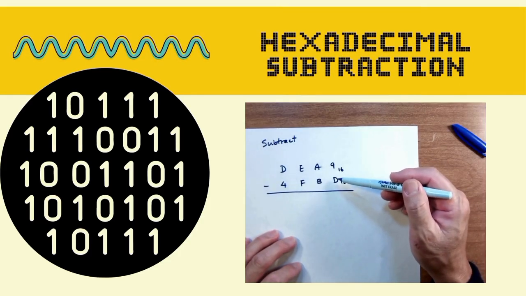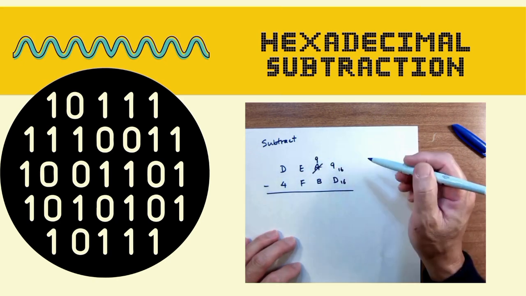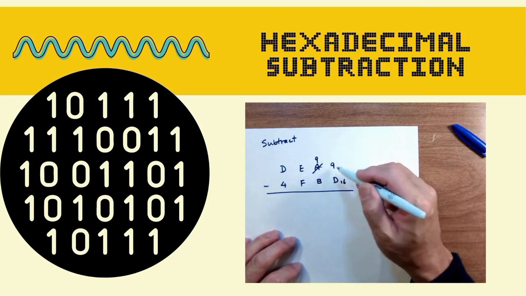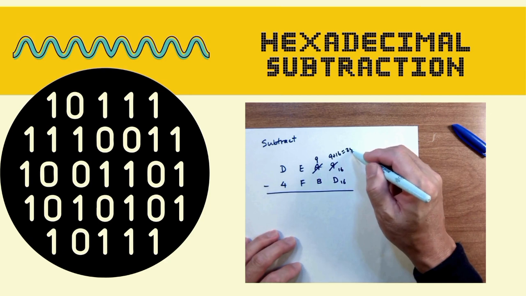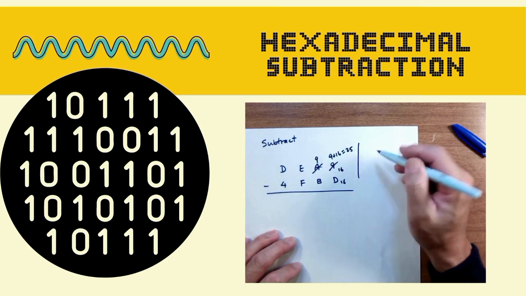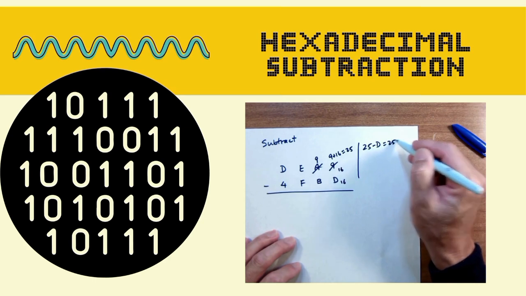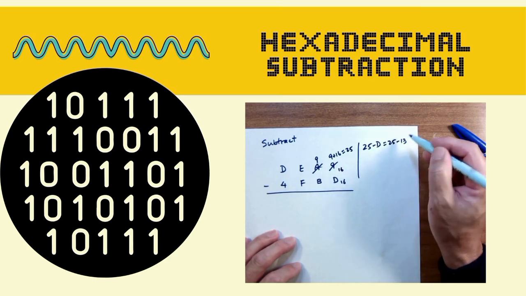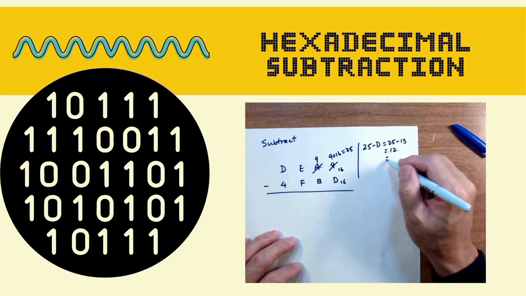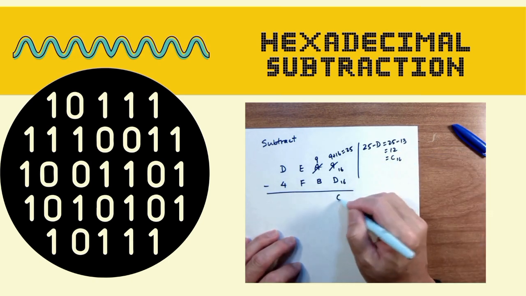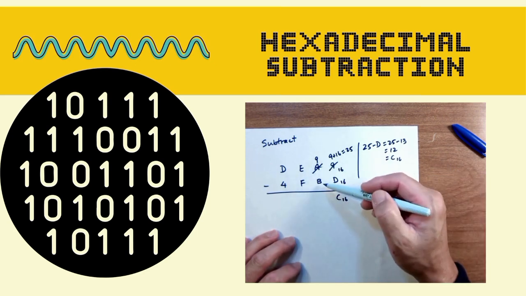Since 9 minus D cannot be done, we'll borrow from another column. A is 10, and that'll be 9. Now the 9 from the rightmost column will be cancelled. That'll be 9 plus 16 equals 25. Now 25 minus D, which is 13, equals 12. And 12 in hexadecimal is equivalent to letter C. See? Pretty easy. What about the next column, 9 minus B?